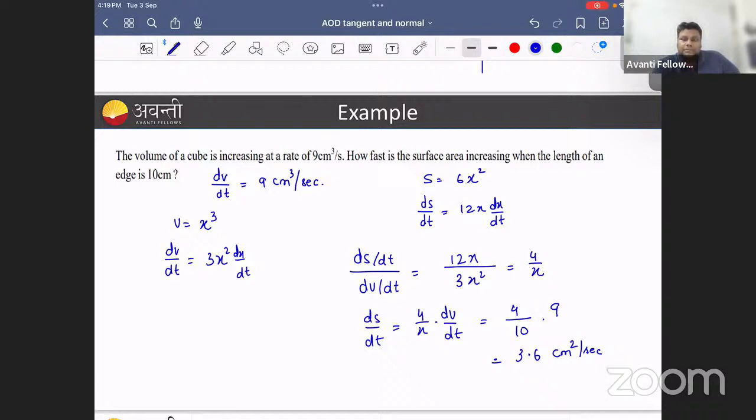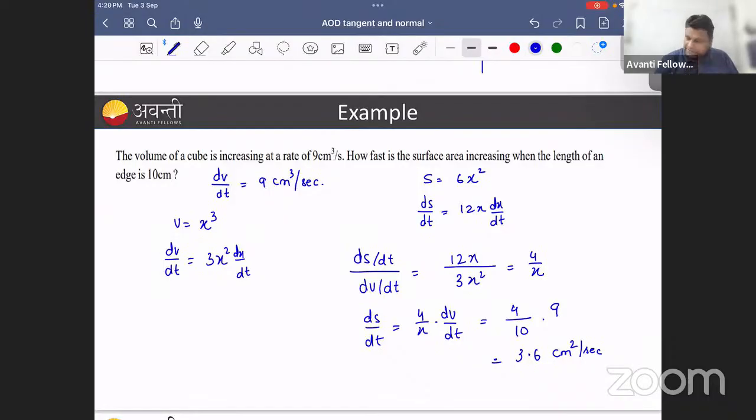Bhuvan, can you unmute yourself? Bhuvan, and this Srujana? Okay.